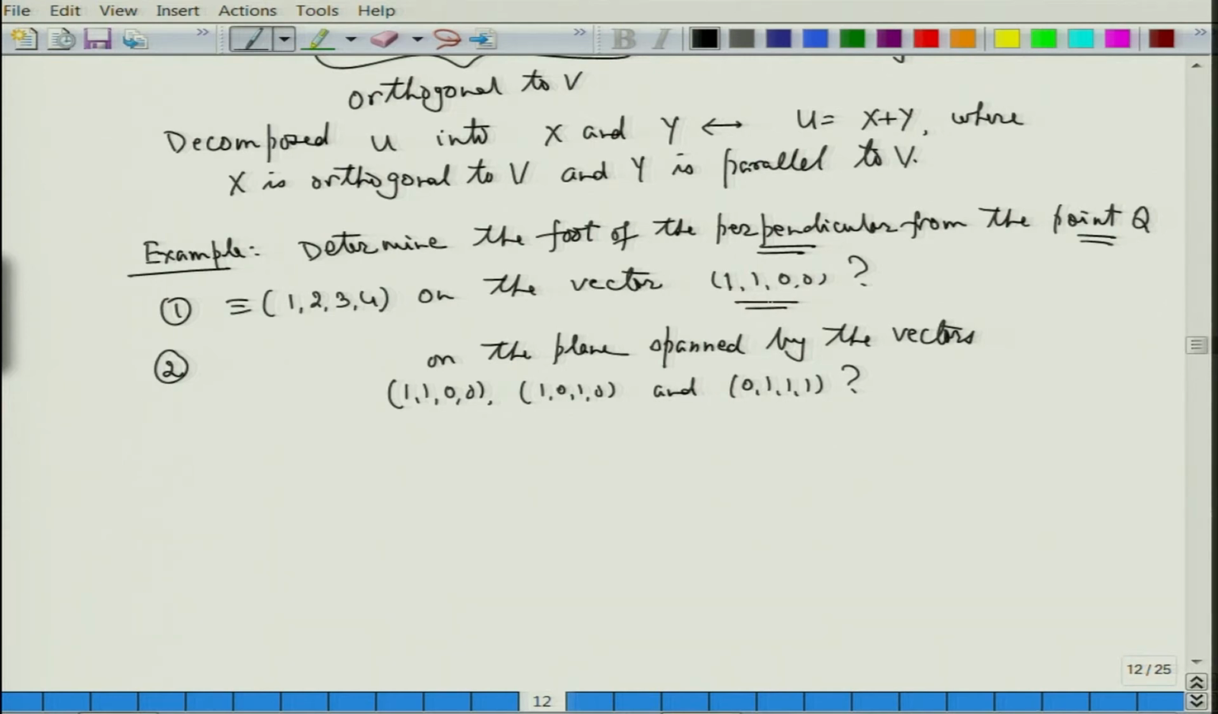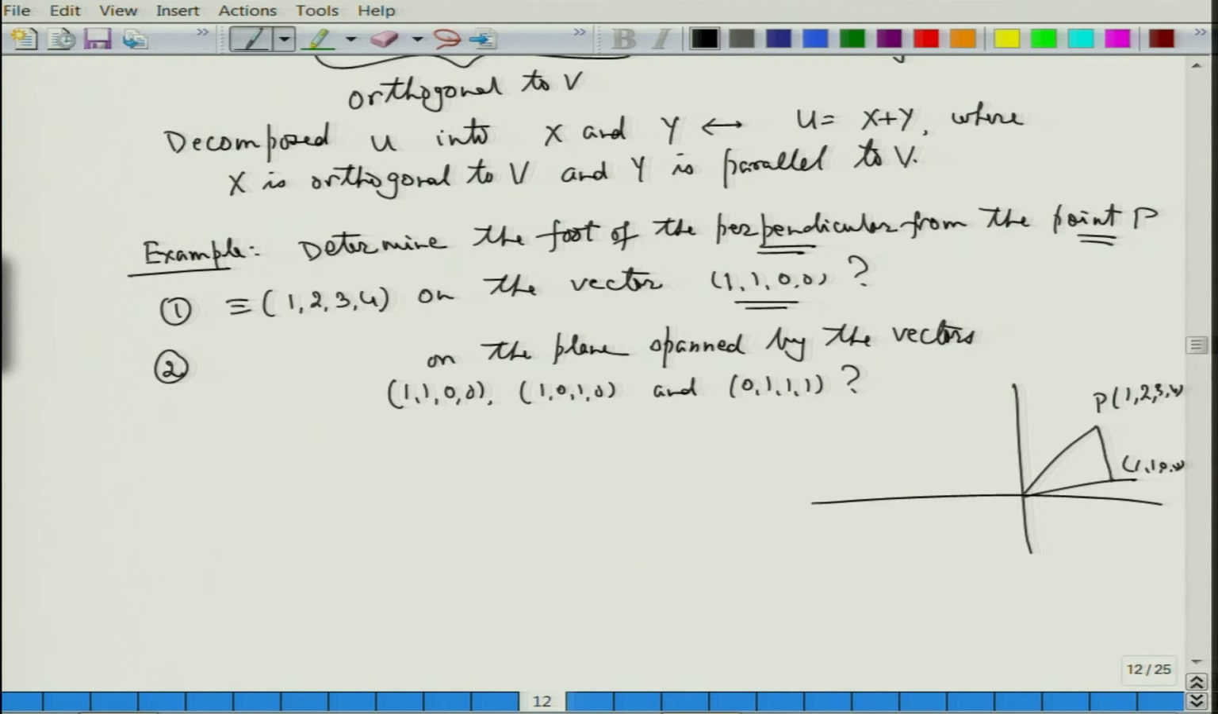Fine. So when I'm saying the foot of the perpendicular, again what I'm doing is that I'm looking at the coordinates of the point Q. Sorry, I should have written P here. In my notes it is q, but here I am looking at p. So this is my vector which is 1 1 0 0. Suppose this is my vector 1 1 0 0 in some plane. This is my vector p which is 1 2 3 4.